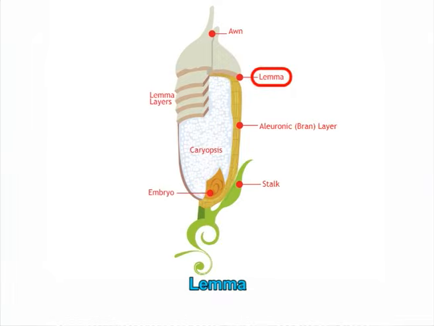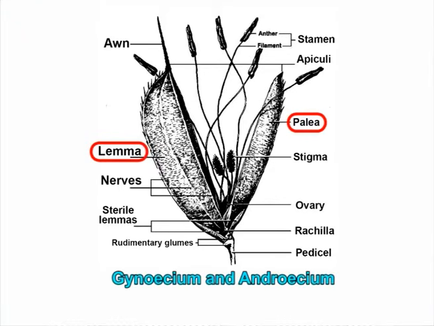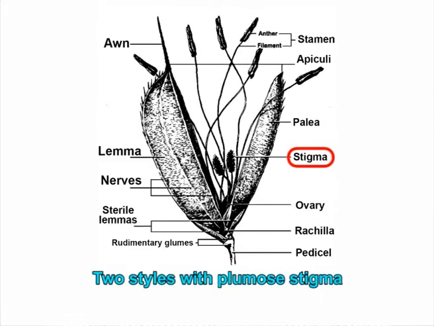The lemma is 5-nerved, leathery and boat shaped. The palea is 3-nerved. The lemma and palea enclose the gynoecium and androecium. A pair of lodicules represent the perianth. The androecium consists of 6 stamens, with bilobed anthers, basifixed, linear and pendulous. The gynoecium consists of a superior ovary, monocarpellary, unilocular, and 2 styles with plumose stigma.